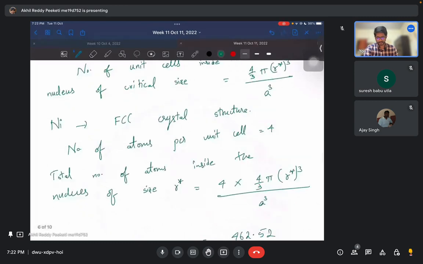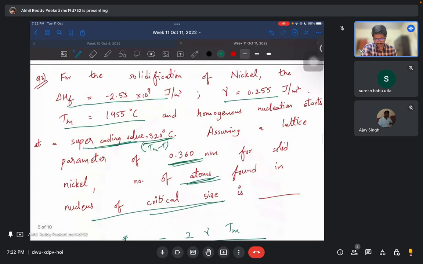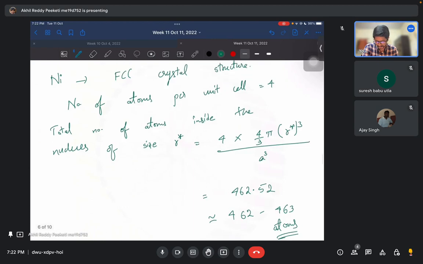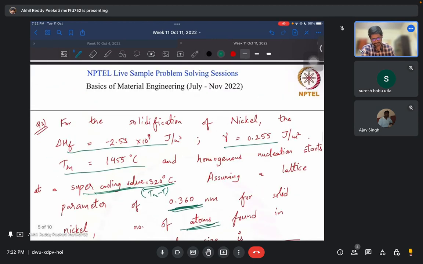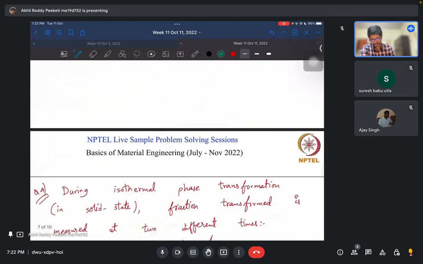Okay. So is this clear? First we are supposed to estimate the critical size of the sphere and then calculate the total volume of the sphere, and because we were given the unit cell parameter, we can estimate how many unit cells can fit in that sphere. Each unit cell will have n number of atoms based on the crystal structure. So then we can estimate the total number of atoms inside the sphere. Okay. So hopefully this is clear. So let's move on to the next question.